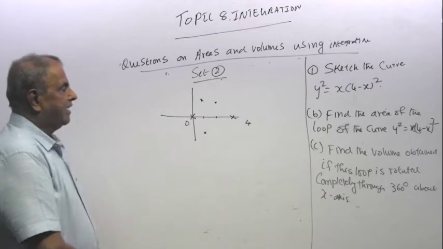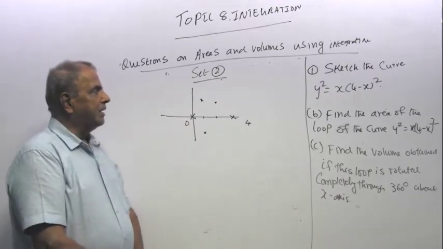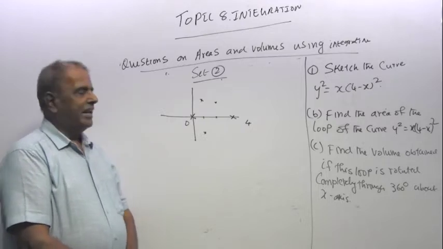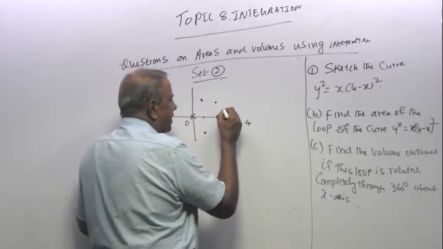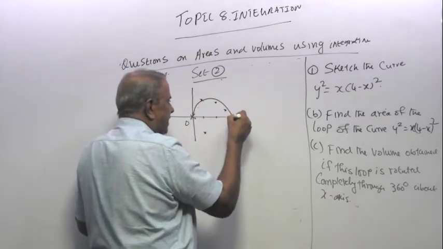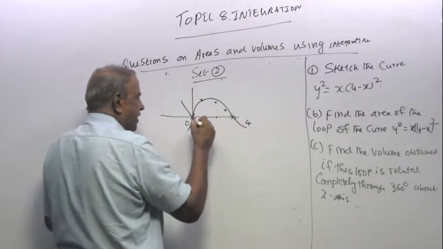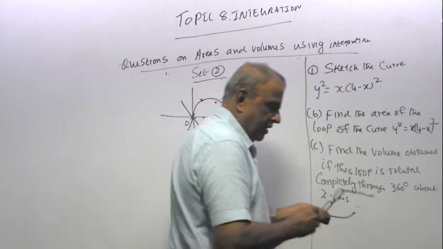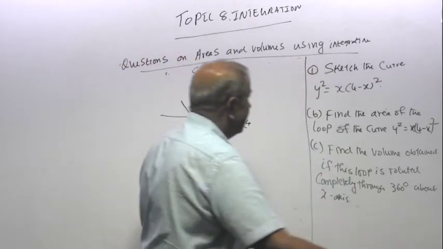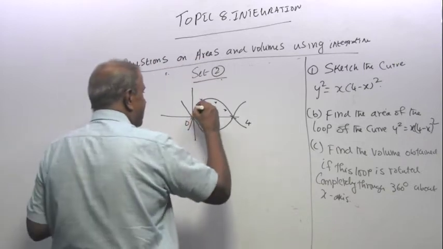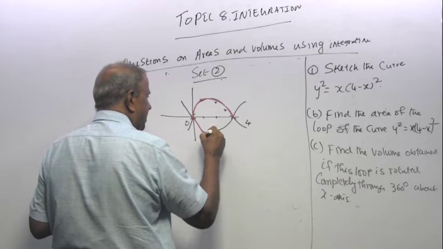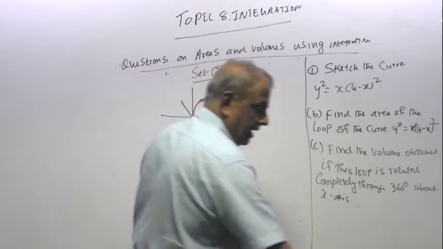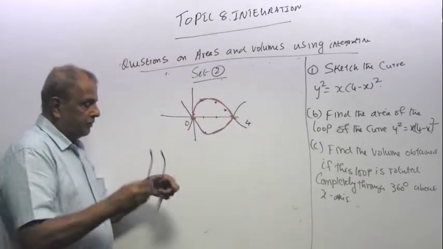Put x as 3. y squared will be 3 times (4 minus 3), which is 1. So y squared is 3. y is plus or minus root 3. So the graph is like that, and because of symmetry, the graph goes like this. So you have a loop between 0 and 4. Can you see that loop? It's a symmetrical loop.